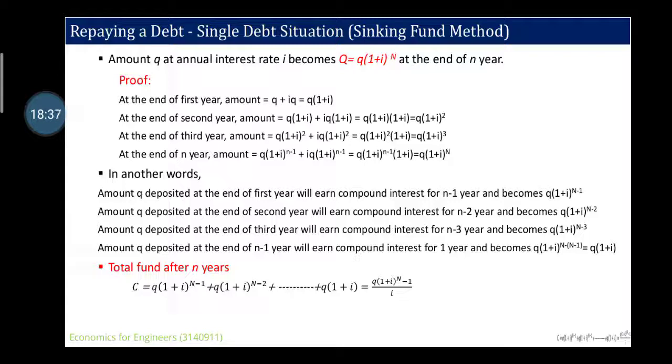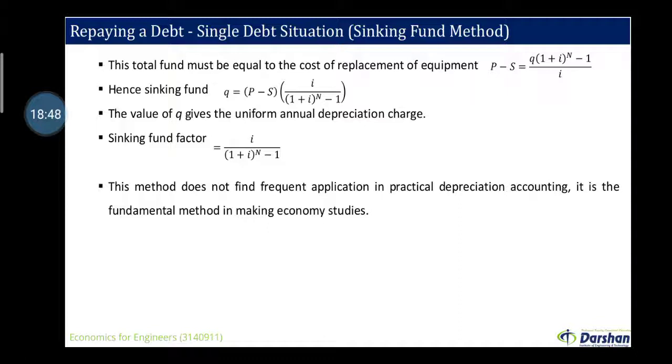So the total formula is C is equal to Q into bracket 1 plus i to the power n minus 1 divided by I. So this total fund must be equal to the cost of replacement of the equipment, or P minus S is equal to Q into bracket 1 plus I to the power n minus 1 divided by I. Hence the sinking fund is Q is equal to P minus S into bracket I divided by 1 plus I to the power n minus 1.